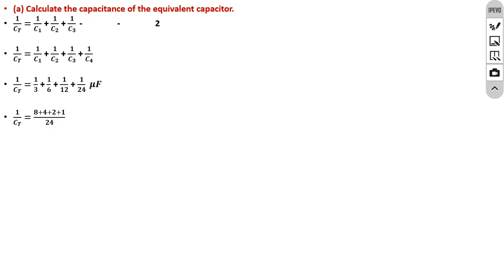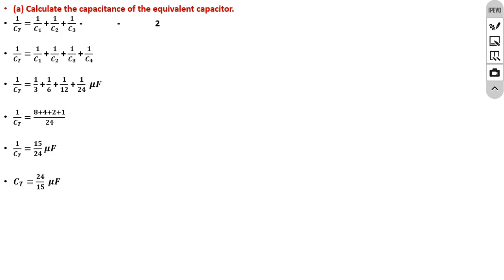8 plus 4 plus 2 plus 1 all over 24. When you add 8 plus 4, you get 12 plus 2, 14 plus 1, 15. Since we are looking for CT, we make CT the subject. So we now have 24/15, which is our final answer.